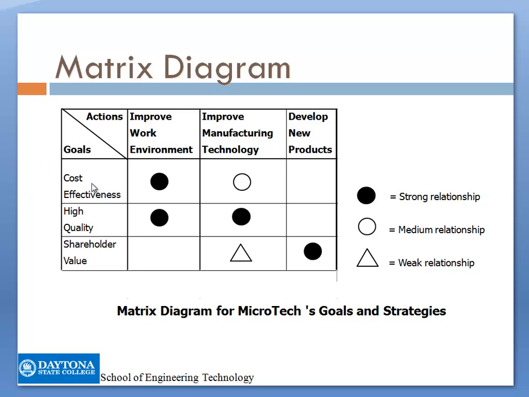To show you an example, this is the same company, Microtech, and these are Microtech's goals and strategies. The goals are cost-effective, high-quality, and shareholder values, and the actions are improve work environment, improve manufacturing technology, and develop new products. Then the center, the matrix, is the one that indicates the type of relationship. You can have a strong relationship, medium relationship, and weak relationship. So this type of tool clearly shows the relationship of the 2 variables. It also encourages the team to think in terms of relationships, their strengths, and any pattern.